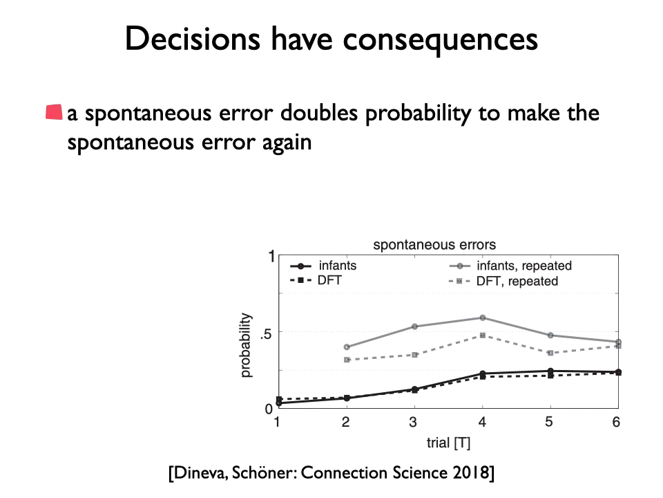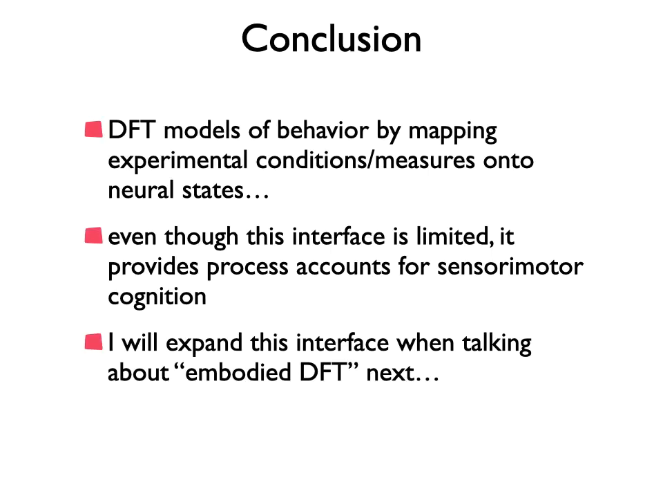Okay, with that I want to close and just say that these models, in which DFT models are mapped onto experimental conditions and measures, even though the interface is limited, are still process models, and this last point really shows this very clearly. Process models that show the consequences of neural processes in behavior.